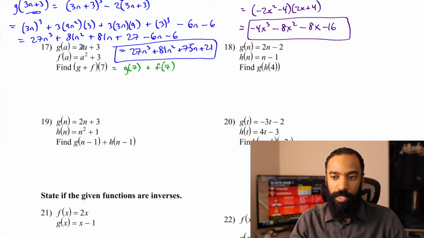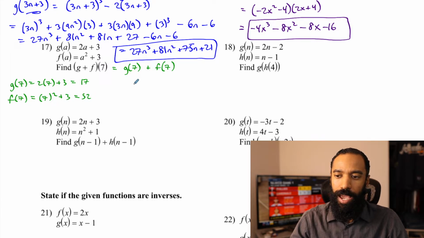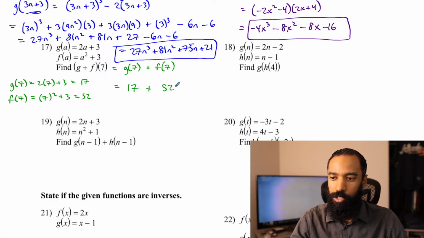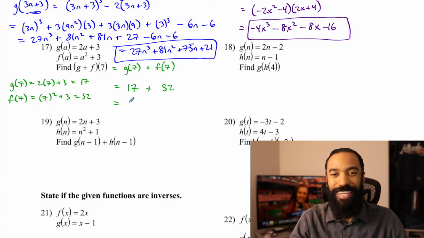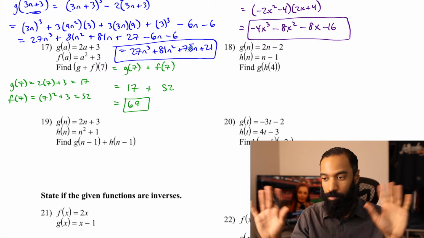I mean, we can write this out right now. Let's do this. G of 7 is 2 times 7 plus 3. 14 plus 3 is 17. F of 7 is going to be 7 squared plus 3. 49 plus 3 is 52. And then we're going to go ahead and get G of 7, 17, plus F of 7, 52, is, all right, 69. All right, no comment, moving on.